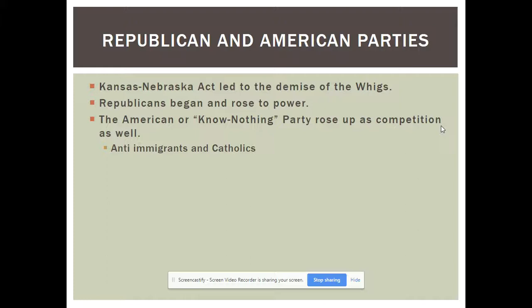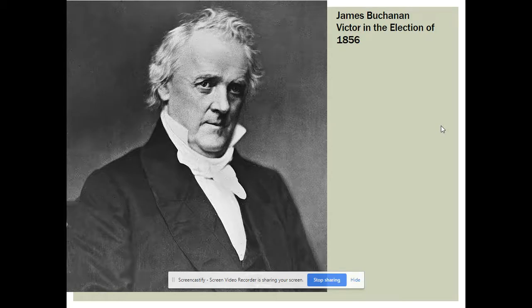They select John Fremont as their presidential candidate in 56, and then Abraham Lincoln in 1860, and they win with Lincoln. And so this American or Know Nothing Party, they emerged because they don't like Catholics, particularly Irish and Germans that are coming over, and just anti-immigrants at this time.